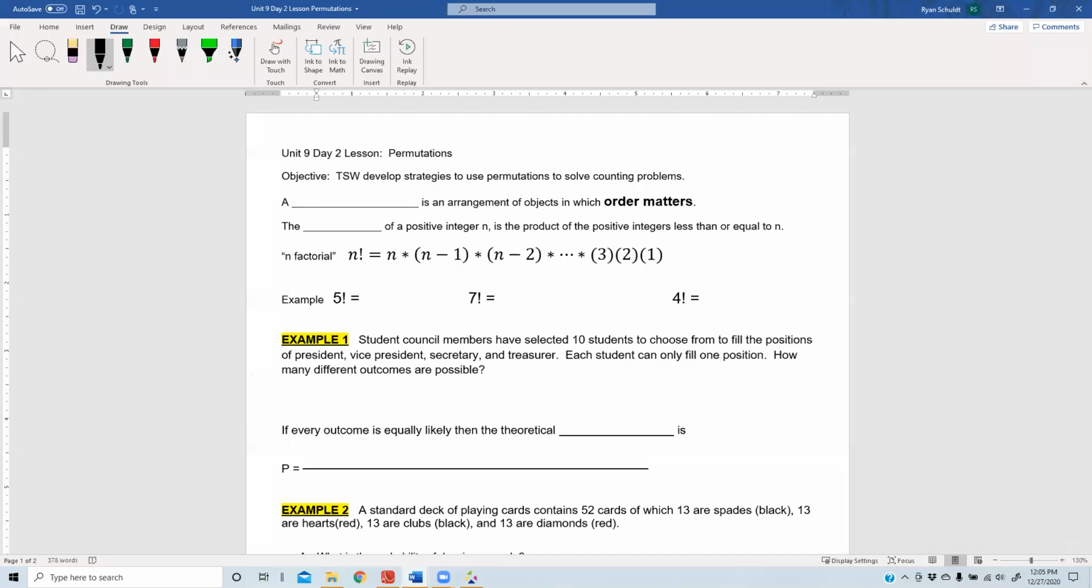Okay, so we're on to day 2 of Unit 9. Like I said in yesterday's lesson, this unit's also going to be a short one. 4 days, review, and then the test. So we're on day 2 of those 4 days.